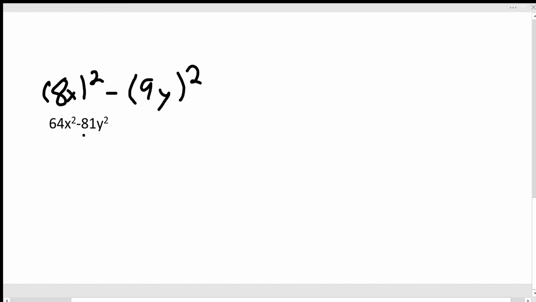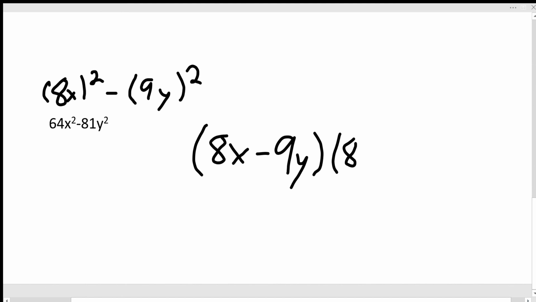So when we factor this out, it'll just be like all the other examples. We'll have 8x minus 9y multiplied by 8x plus 9y.